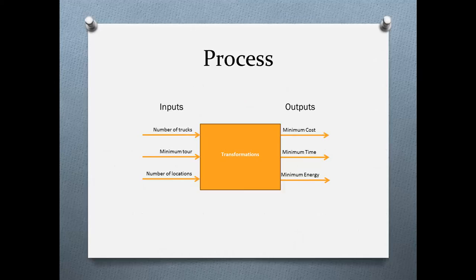Here you see the process flow, which shows our inputs and our transformations and our outputs. Again, we see that the number of trucks, the minimum tour, and the number of locations is our input, and what we want to see from this output is our cost, our time, and our energy, and we want to see that minimized. And so what we're trying to do is come up with a formula, or a function, rather, that would be able to do this for us.